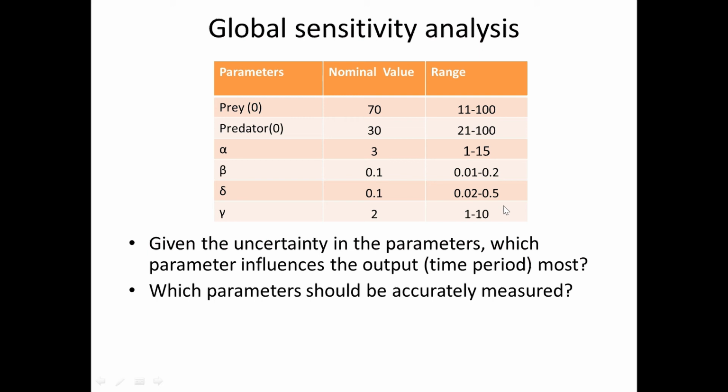So with global sensitivity analysis we can answer questions like, if there is an uncertainty in all these parameters, how much is the output influenced by a change in a particular parameter, given this uncertainty. And that helps us to identify which parameters should be more accurately measured so that we can reduce the uncertainty in the output value.